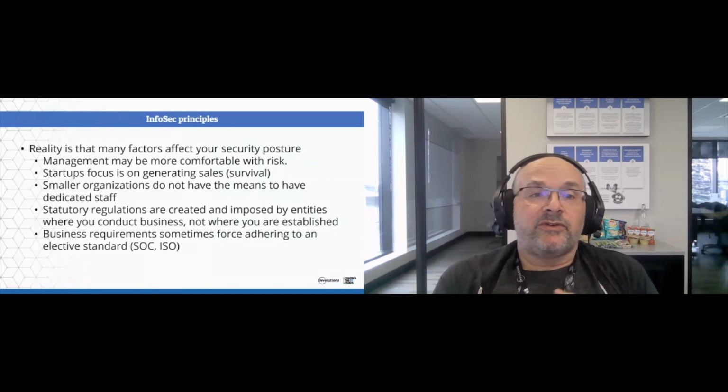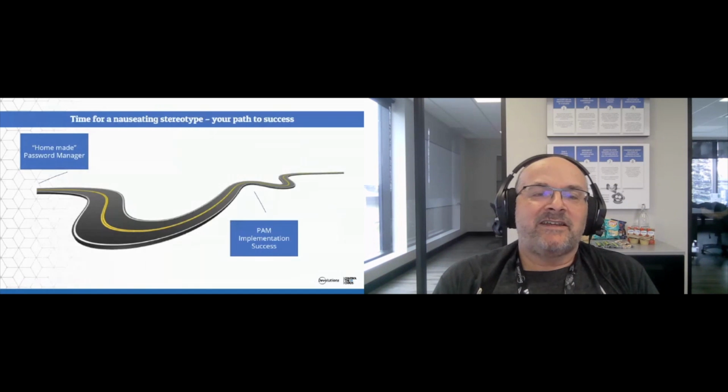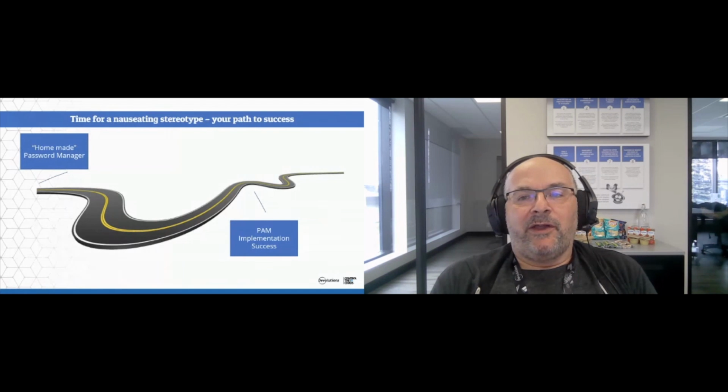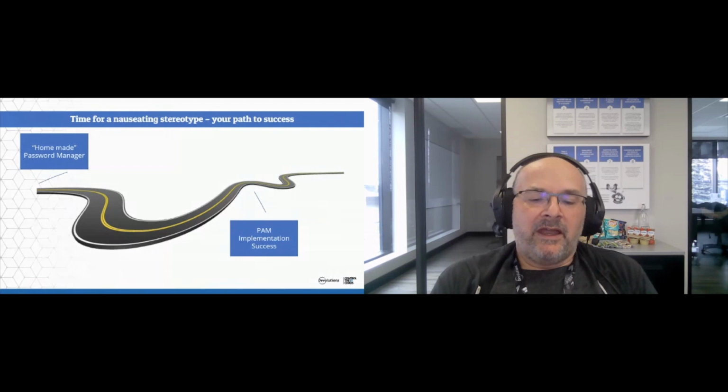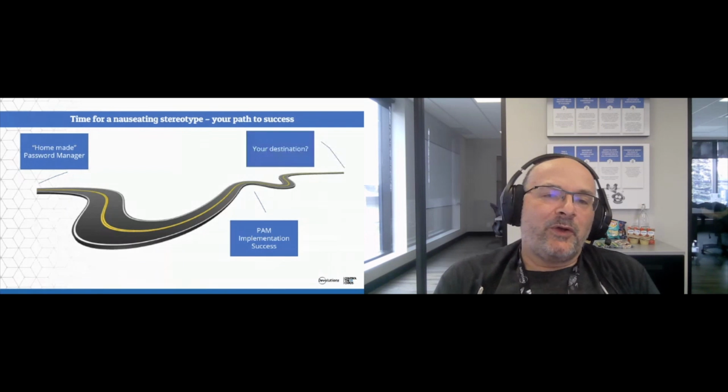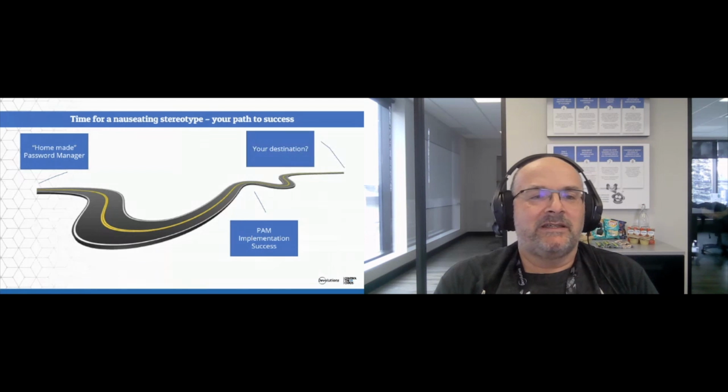Yes. So another, I like to use these nauseating stereotypes. Your road to success. So when you implement a PAM, what is your destination? You decide your own destination. That is key. And what I like about this diagram is that the first curve is a doozy.